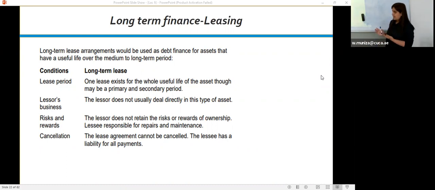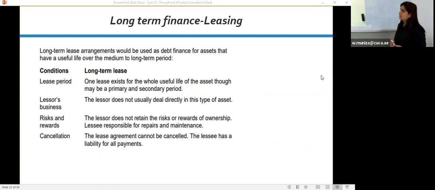Now, again, in the case of the long-term lease, the risk and rewards should be with the lessor, but normally they are given to the lessee. Why? Because most of the useful life of the asset will be given to the lessee itself. So they say the lease exists for the whole useful life of the asset, though maybe with a primary and secondary period. The lessor does not usually deal directly in this type of asset.